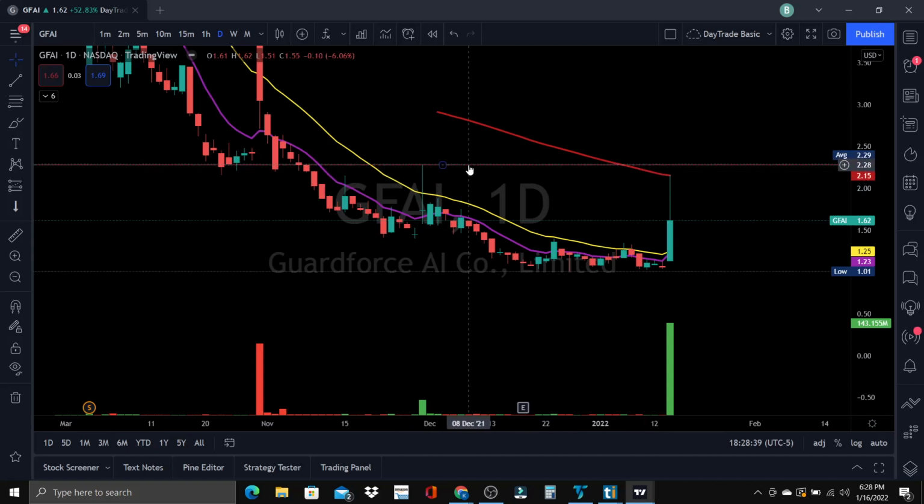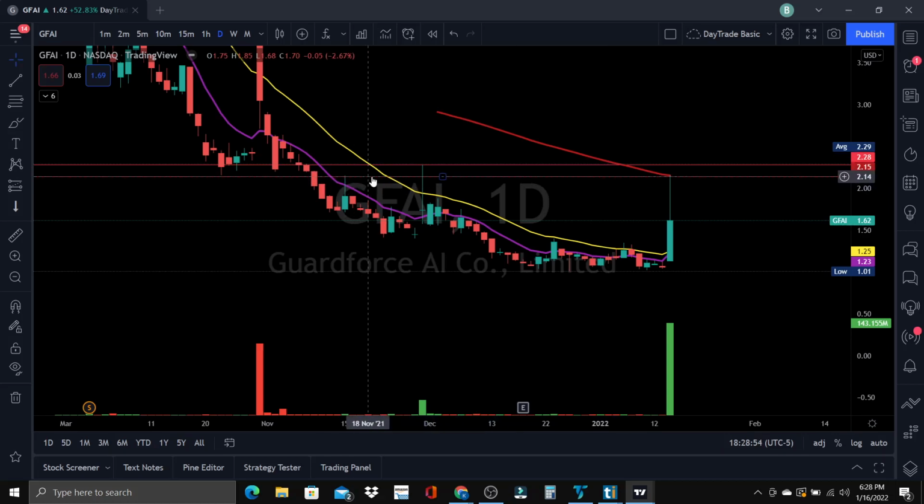So let me just go ahead and add a line there. And you can see that the line I added is red, and that's just to show me that it's a resistance line. You don't have to do that. You can do however you want. It's just how I do it. So you can see over here there is another wick. So I'm going to go ahead and put my cursor there and mark a line there.